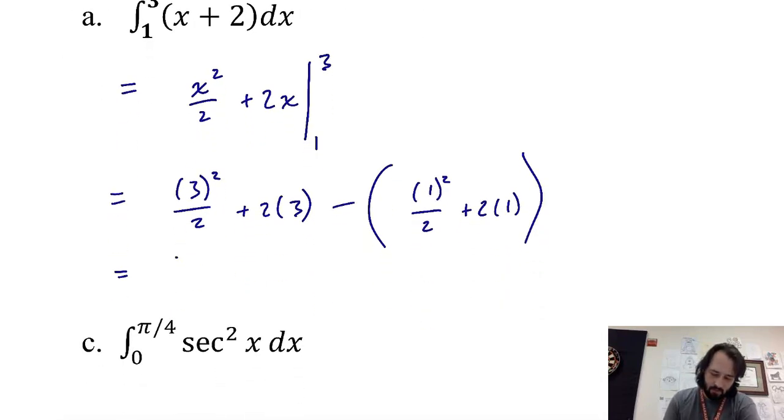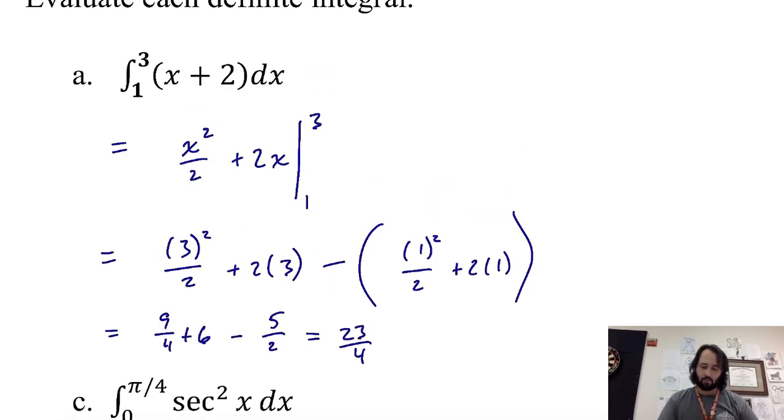So I would have 9/4 plus 6 minus, the second one would be 1/2 plus 2 would be 5 over 2. And 5 over 2 is 10 over 4. So this is equal to negative 1/4 plus 6. So 23/4. All right, so that would be your answer.